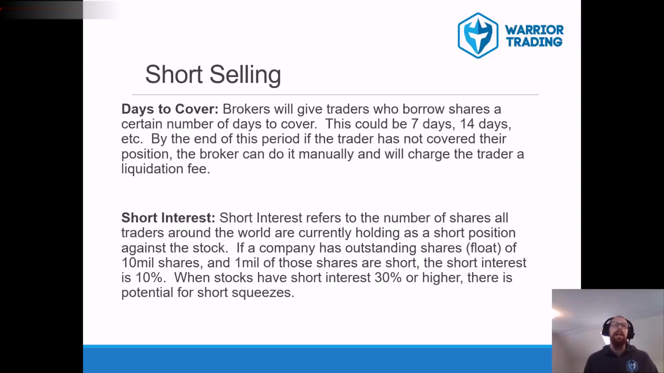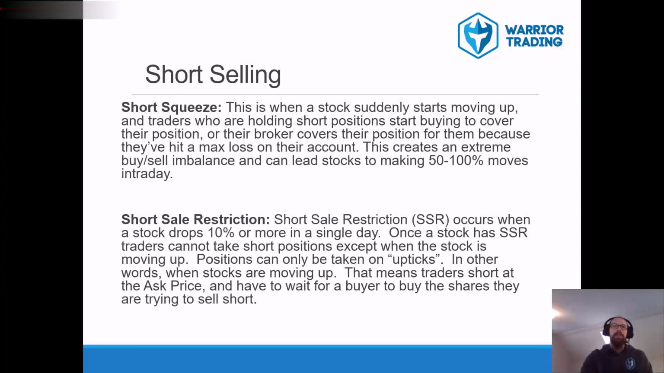You'll also note that stocks have short interest. Short interest refers to the number of shares that are currently being held as short positions in relation to the float. So if you have a 1 million share float and 200,000 shares are short, you have 20% short interest. So when you have 20% short interest and a stock spikes up 30%, 40%, 50%, you know that 20% of the people that are holding the stock are down big time. And that's when you can start seeing short squeezes. Traders covering their positions at market price, squeezing the price higher and higher. That's a short squeeze. All right.